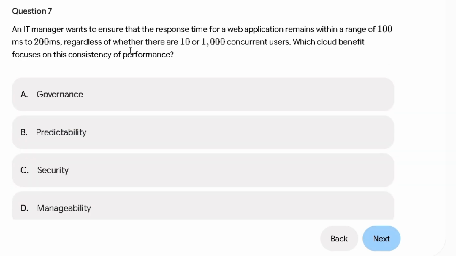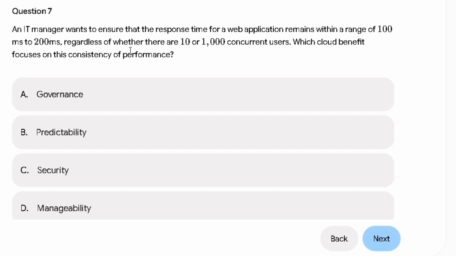Question number 7. An IT manager wants to ensure that the response time for a web application remains within a range of 100 milliseconds to 200 milliseconds, regardless of whether there are 10 or 1000 concurrent users. Which cloud benefit focuses on this consistency of performance?